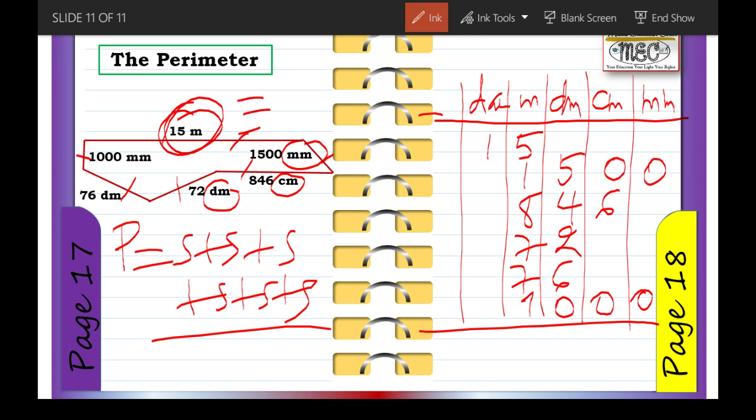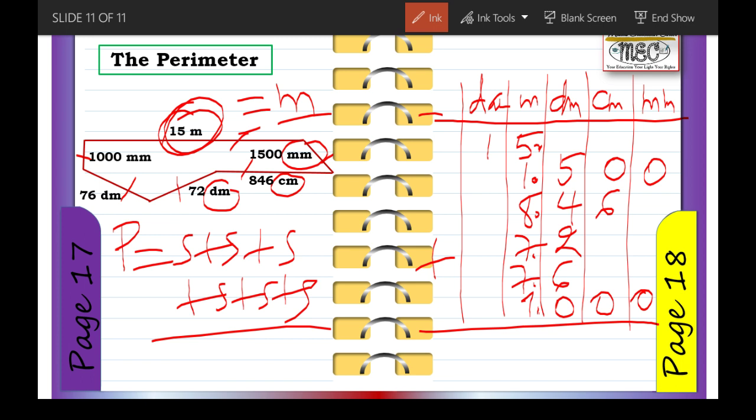Let's give the answer in meters. For example, we want to give the perimeter of our shape in meters, but we are given different units. After converting all the units into meters, we put the decimal point under meters. It will be very simple because we are now adding decimals. And remember what we said about decimals. The decimal point must be arranged vertically. And here you can add.